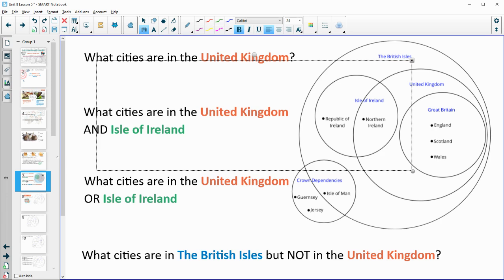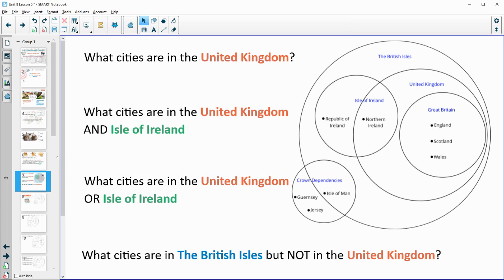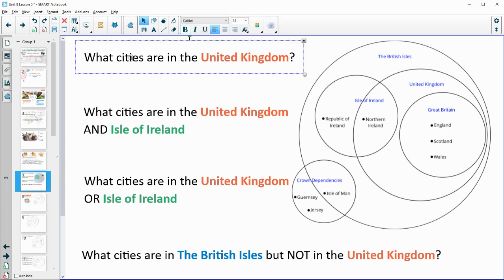So we're going to be looking at a pretty complex Venn diagram here on the next page in your book. So let's look at it first before we start trying to answer questions about it and make sure we understand what we're talking about here. So these are actually countries in the United Kingdom.